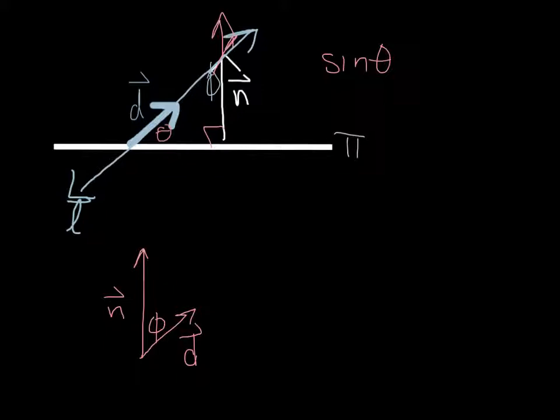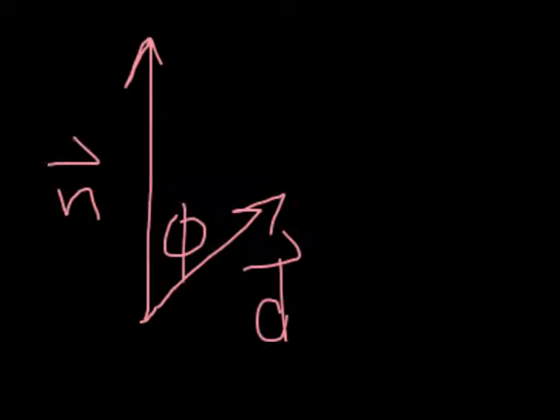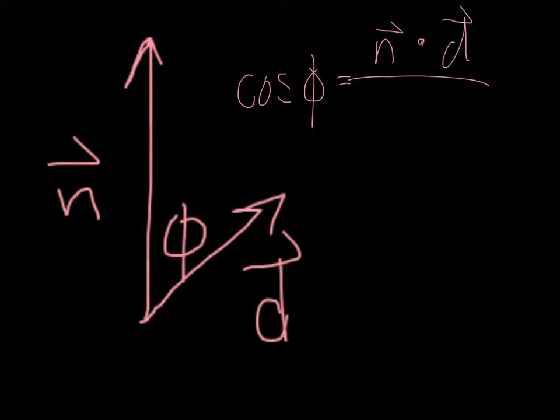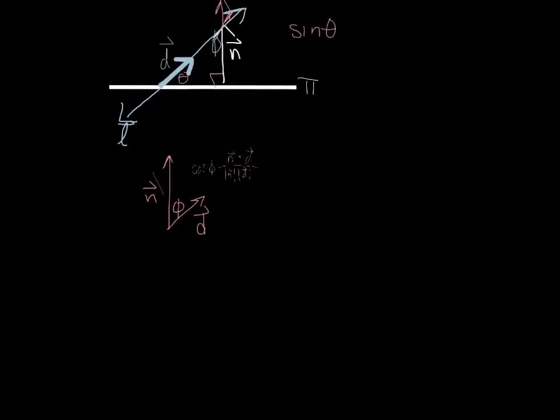Using my vector skills, we can look down here, and we know that the cosine of phi, not theta, is equal to n dot d divided by the magnitude of n times the magnitude of d. Well, how's that related to the angle that I really care about? How is that related to theta up here?